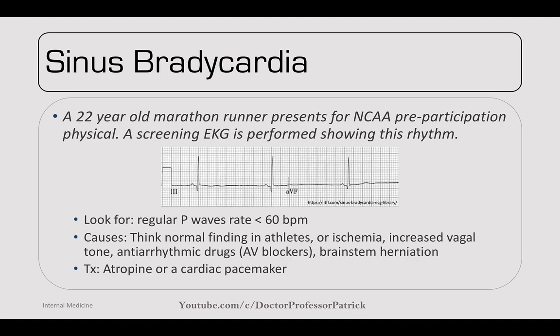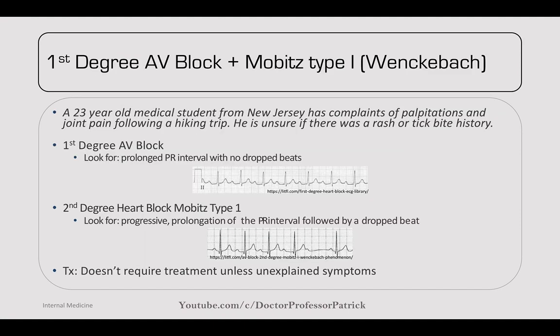It can be a normal finding in athletes because their hearts are so conditioned, or it can be due to ischemia, increased vagal tone, antiarrhythmic drugs like AV nodal blocking agents, think of a calcium channel blocker overdose or a beta blocker overdose, or a brainstem herniation, so Cushing's syndrome. We can treat this with atropine to speed up the heart, or a cardiac pacemaker, depending on how stable the patient is. Moving into heart blocks.